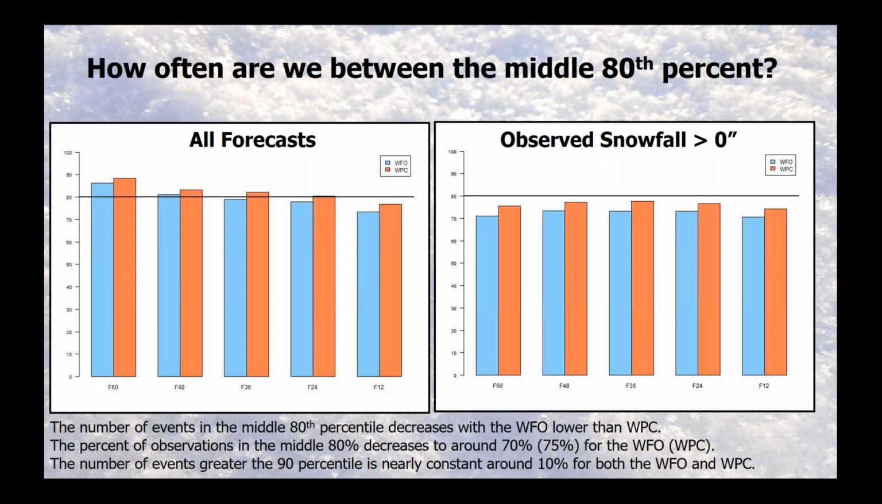In this case, you also see WPC is a little bit higher than us. And that has to do with the technique that's being used to put our forecast into the ensemble. So you go from being too wide to too narrow by the time you get to 12 hours. We can, again, do the same thing and remove all those 0 inch forecasts, those no snowfall observations. And when we do that, what we find out is that we're not getting in between the middle 80th percentile quite often enough. It's generally around 70 to 75% for all 5 periods.